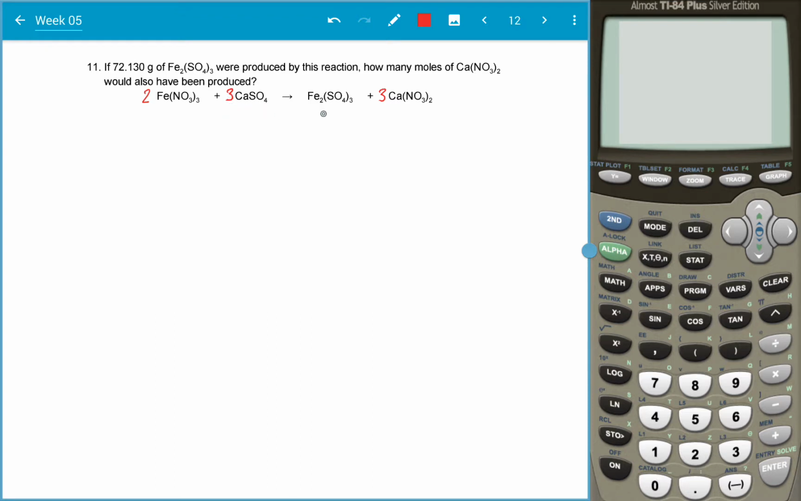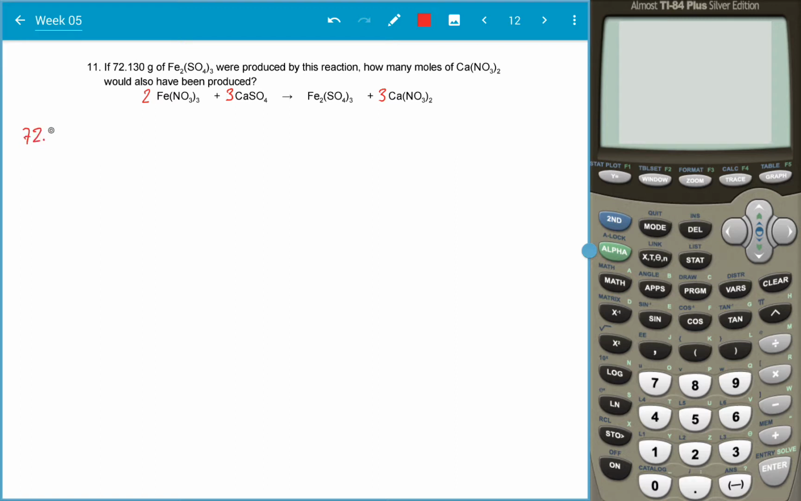I now have 3 sulfurs, and if I check my oxygens real quick, I have 9, 18 from this compound. I have 3 times 4, 12 from this one, so 30 altogether on the reactant side. I have 12, 9 times 2, 18, 32 altogether on the product side. We are now balanced. Okay, so let's look at the problem. Let's look at the measurement.